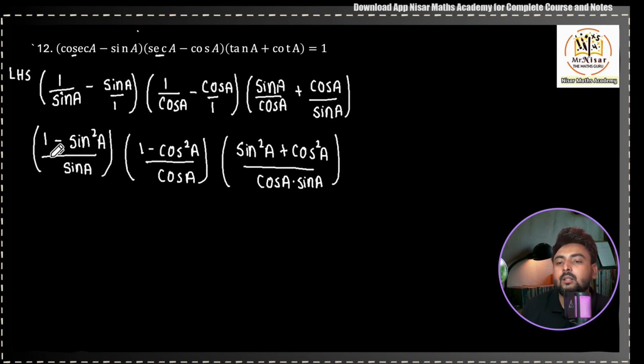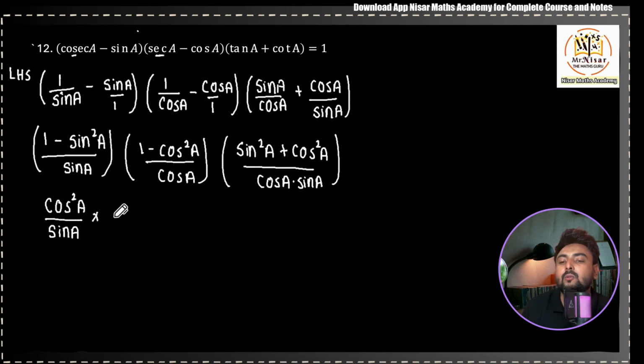Now 1 minus sin square A, children, what does it become? 1 minus sin square A becomes cos square A. Sin square A plus cos square A is equal to 1, so 1 minus sin square A is equal to cos square A. These identities should be on the tip of your tongue.